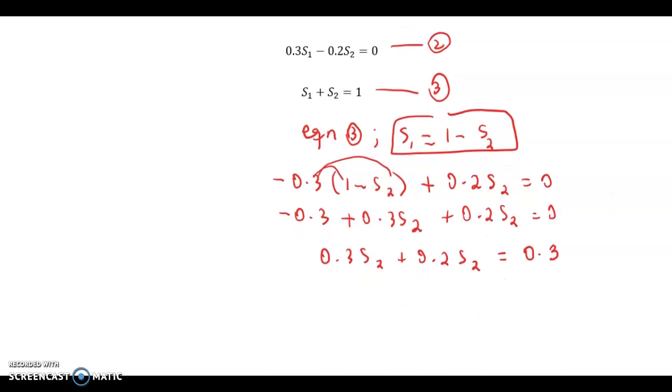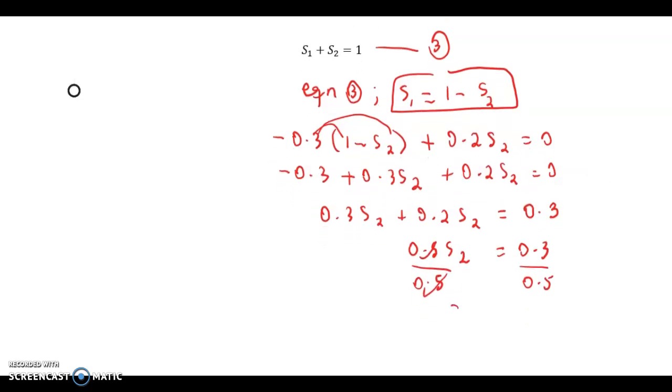So now 0.3 x2 plus 0.2 x2 will give you 0.5 x2. Equal that to 0.3. And if you divide both sides of the equation by 0.5, you will solve for x2. So your x2 is 0.3 divided by 0.5, and that is equal to 0.6.